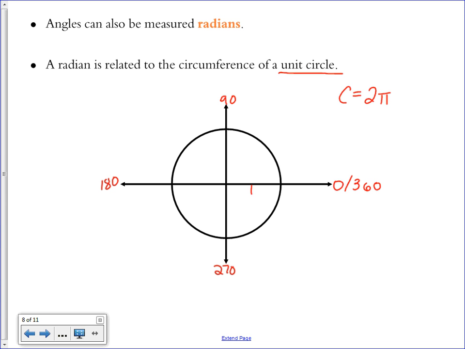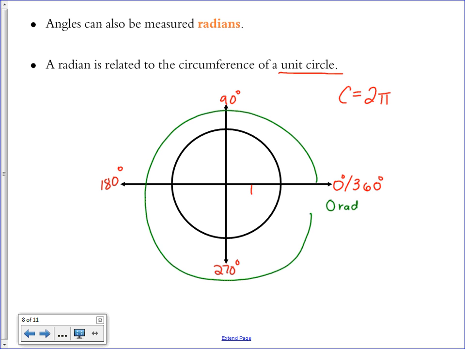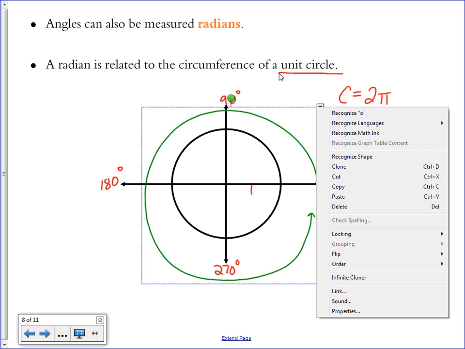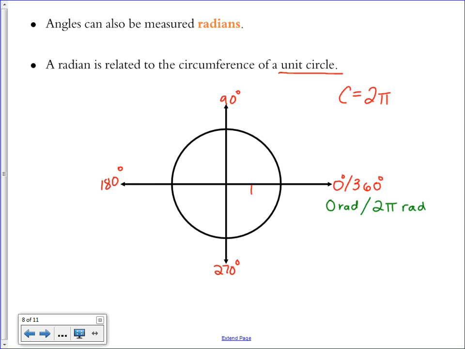When you're talking radians instead, let's put degrees on all these so we're accurate with our units. When you're talking radians instead, we're still starting at 0 radians. But when we've gone all the way around our unit circle, we've traveled 2 pi radians. As I said, it's based on the circumference of this unit circle, which we calculated to be 2 pi. So there is an equivalence between 360 degrees and 2 pi radians.